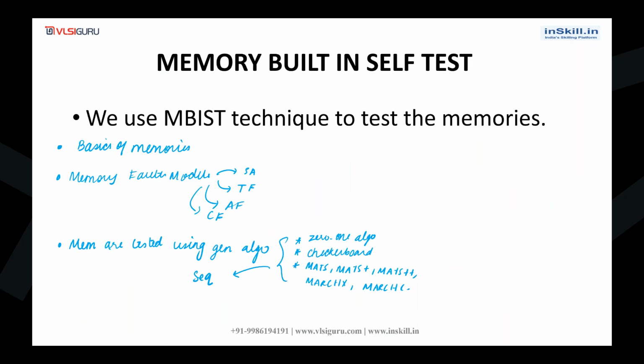Each algorithm has a specific sequence. So what is the sequence of that particular algorithm? And which algorithm will be able to cover which faults in memories, and how. All those things we will understand.